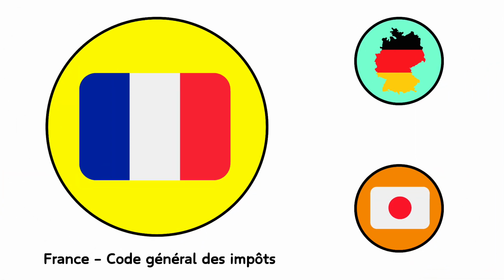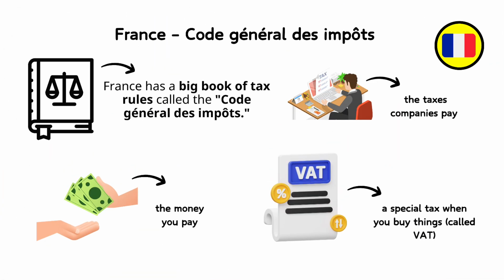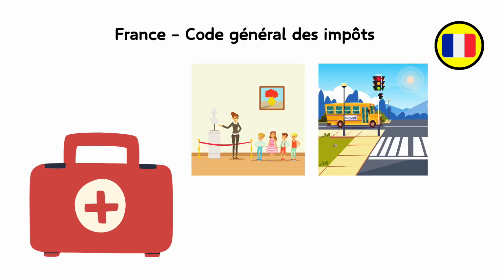France Code général des impôts. France has a big book of tax rules called the Code général des impôts. This book includes all sorts of taxes like the money you pay on your income, the taxes companies pay on their profits, and even a special tax when you buy things, called VAT. It's designed to make sure everyone pays a fair amount to help run the country, from roads and schools to healthcare.